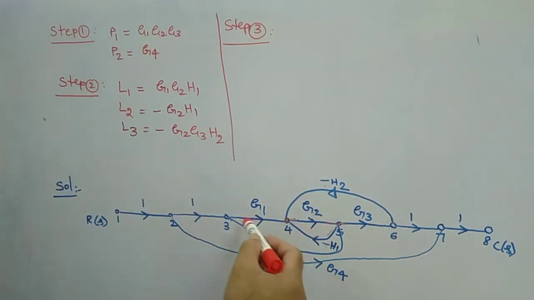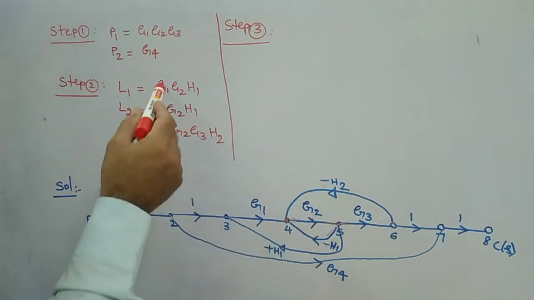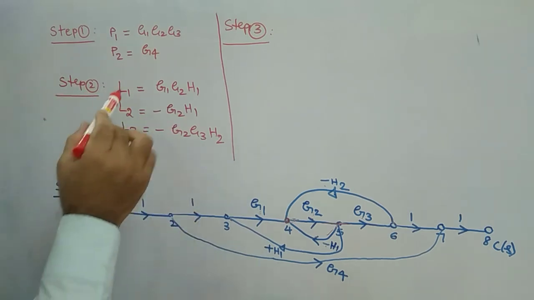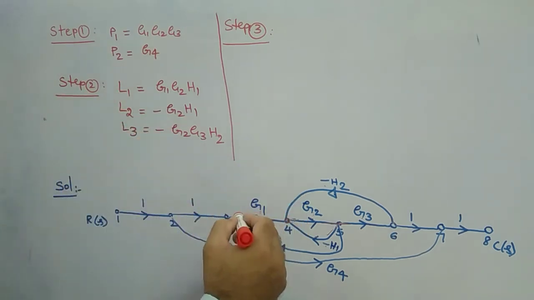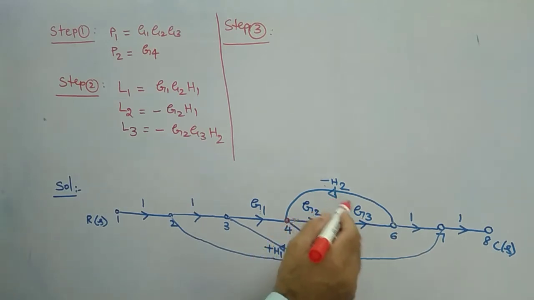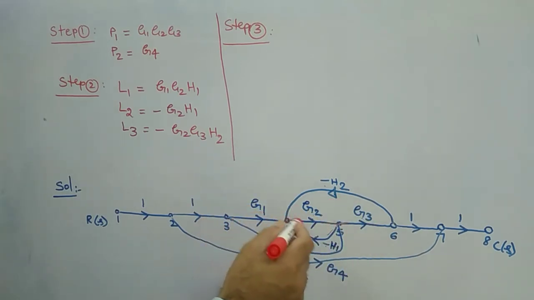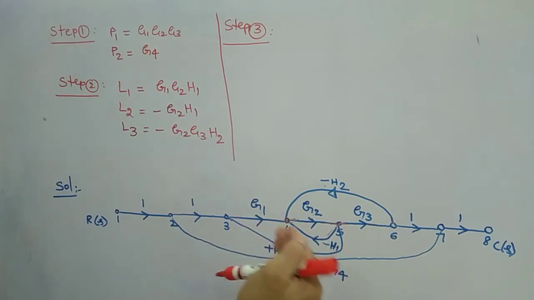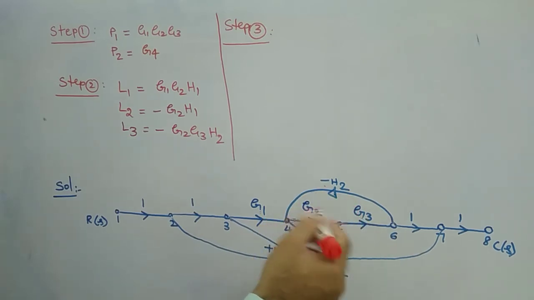Okay, let us see. This is loop number 1. By the way, you have 3 loops only, as we have seen in step number 2. This is your loop number 1, L1. This is your L2. This is your L3, and all these 3 loops are touching each other. L1 is touching L2, and both of these are touching this also. All are touching each other.